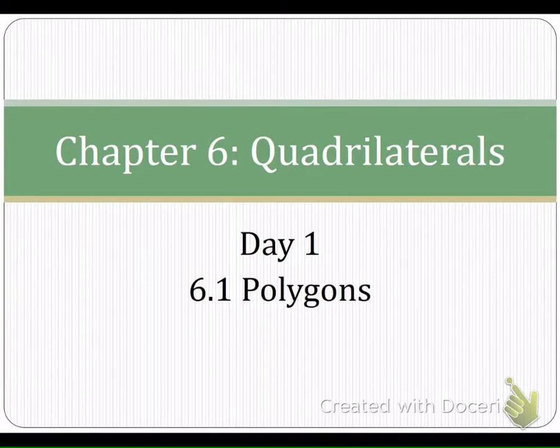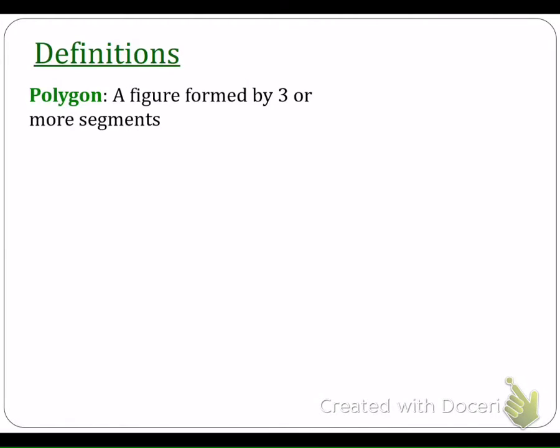Today is the first day of Chapter 6. We're doing 6.1. This lesson is all about polygons. We're going to jump right into some definitions. A polygon is a figure formed by 3 or more segments. So, for example, a triangle is still a polygon because it has 3 segments.